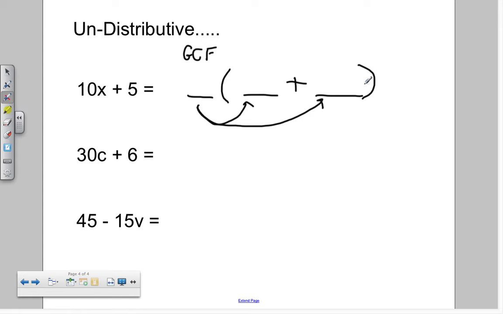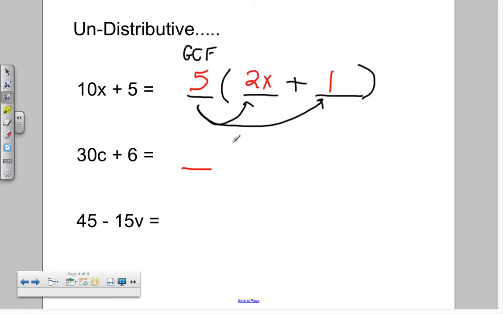So I draw my skeleton, my empty spots, and now I try and fill it in. And if you were ever on a test, you could just draw this if you weren't sure what the numbers were, and this would give you partial credit. Okay, so 5 could go on the outside, right? And then I look and I say, okay, 5 times what gives me 10x? Well, 5 times 2x would give me 10x, right? 5 times what would give me 5? 5 times 1 would give me 5. And now I've done the undistributive. I've taken this expression and I've written it as though I had a number outside the parentheses and an expression inside the parentheses. Okay, let's try this one.